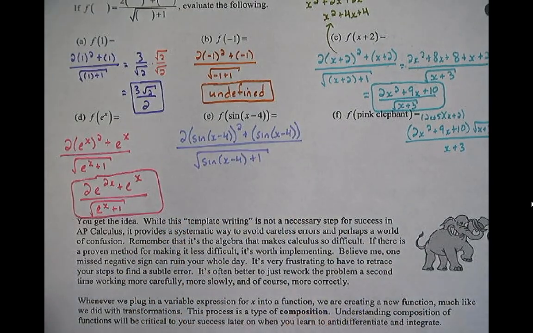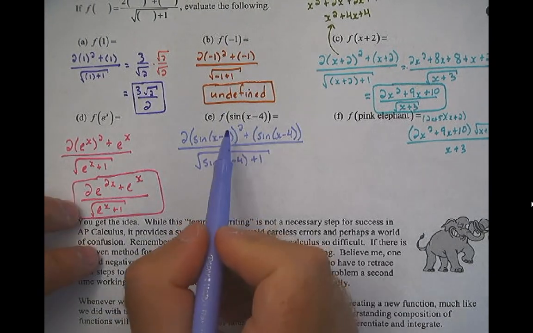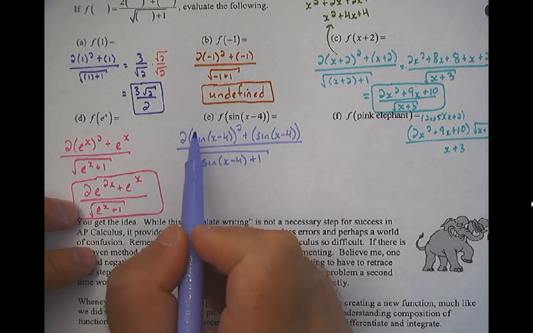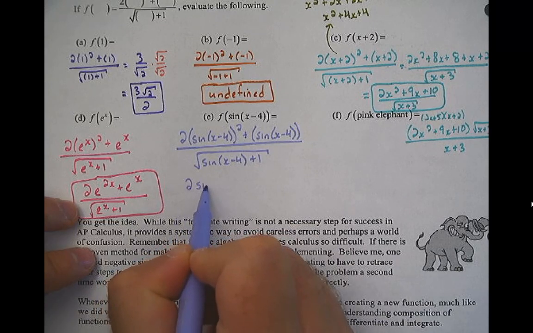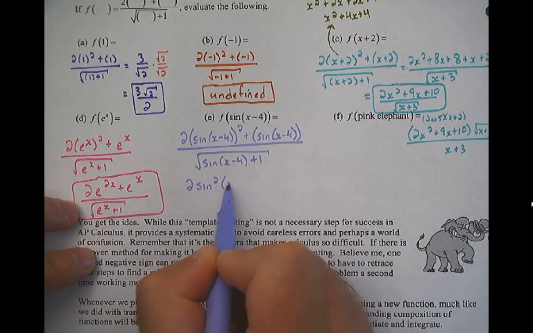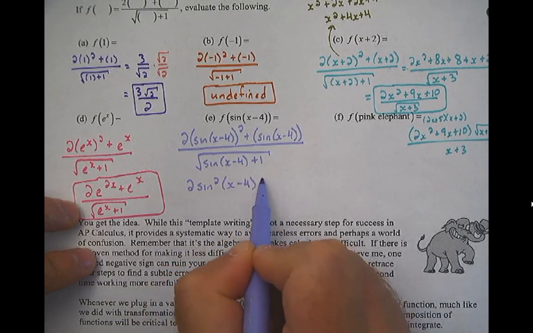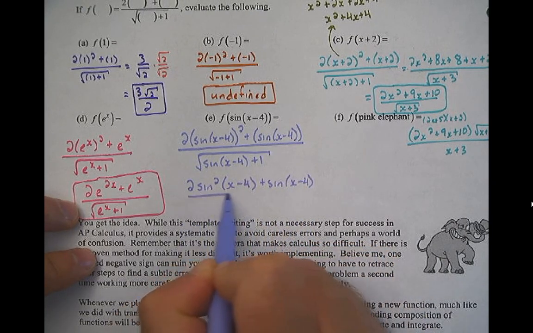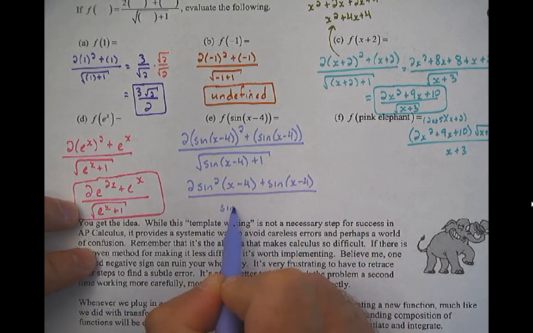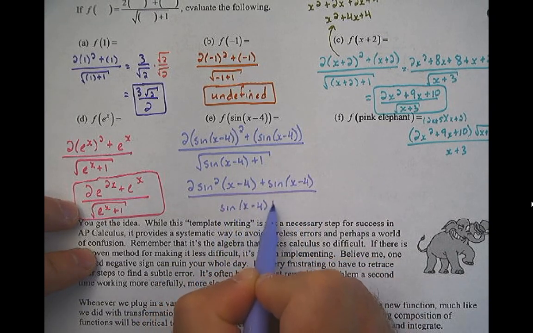The only thing I would do to clean this up, I would take the squared that's around the whole sine and, remember that you can rewrite it just around the sine. So 2 sine squared of x minus 4 plus sine of x minus 4 over sine of x minus 4 plus 1.